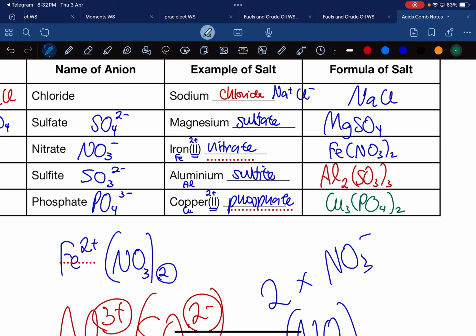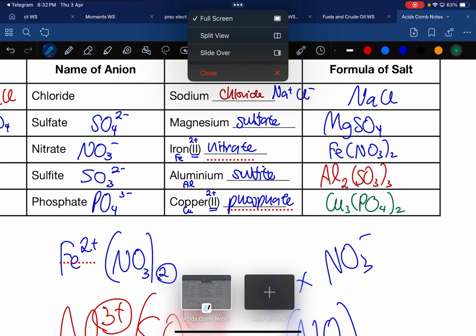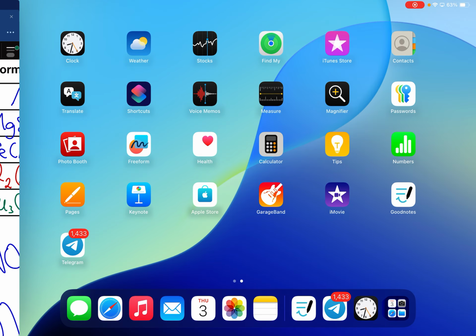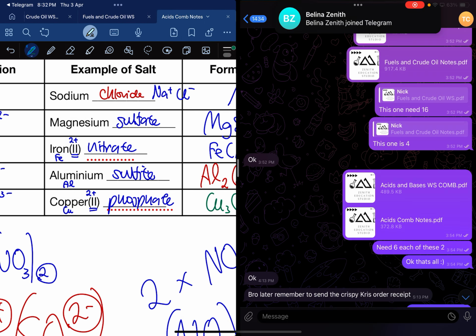Yes, the worksheet is very big. Don't worry. About 16 questions in this back page, right? Chill. Or MCQ. One more MCQ.